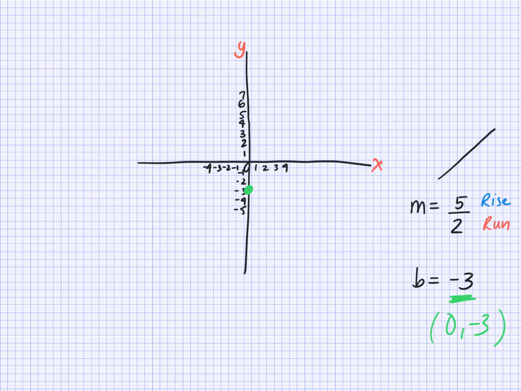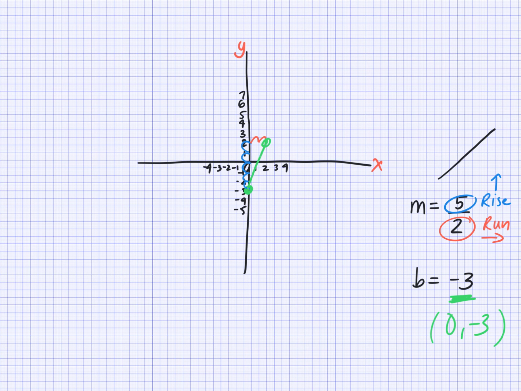Remember we did this? Am I going to go up 5? So let's count 5 up. 1, 2, 3, 4, 5, and then what? What's the run? 2. So am I going to go left or right? Right. 1, 2. There's the next point. There's my line. We can keep going.